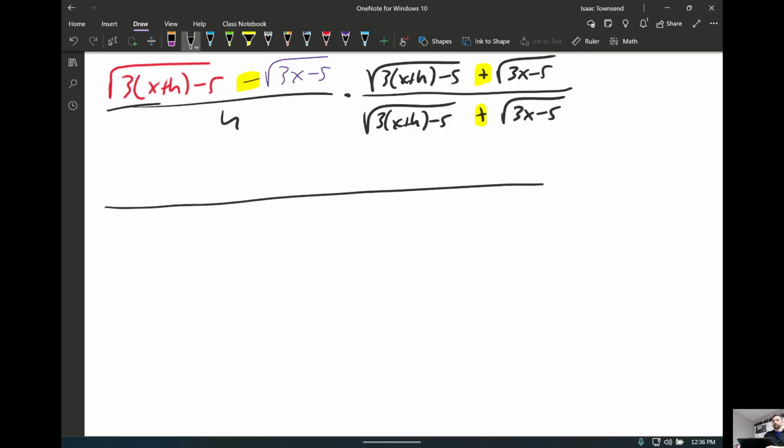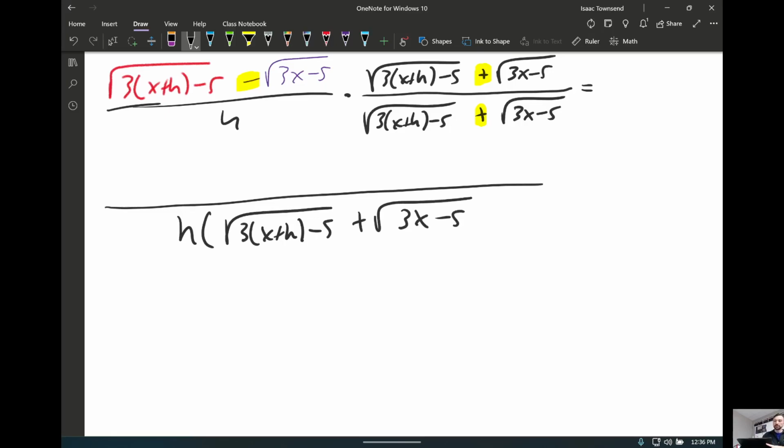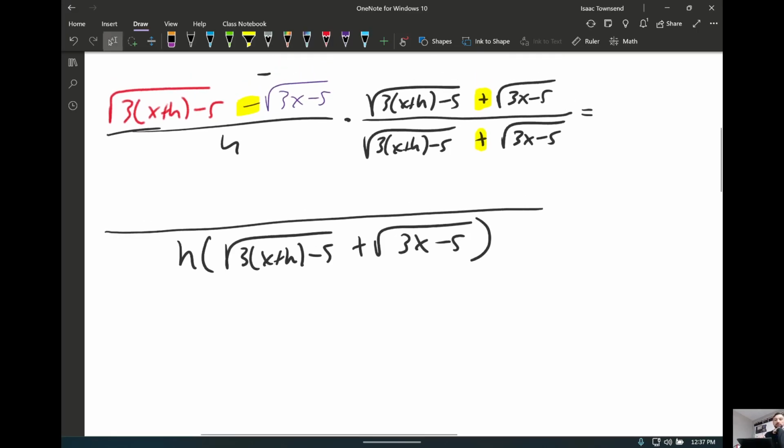So the denominator is going to stay messy. It's going to stay h times all of this. I want to leave that h out front because in the end, I know that last step is going to be to cancel that out. But multiplying your numerators should look a lot nicer. The square root of something times the square root of itself just gives you that thing.